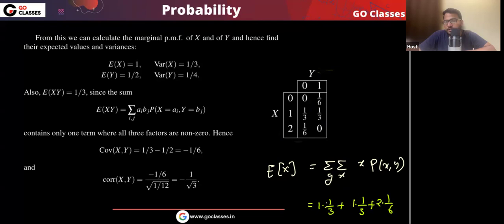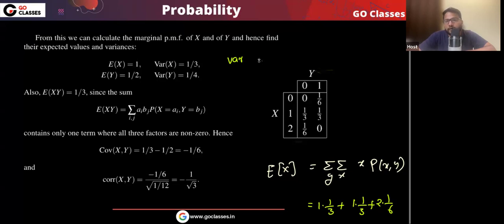So how much is it? This is 2 by 3 plus 2 by 6, which is 4 by 6 plus 2 by 6, that is 6 by 6, which is 1. Okay, so that's how you calculate the expectation of X. Now you also need to calculate the variance. How to calculate the variance?